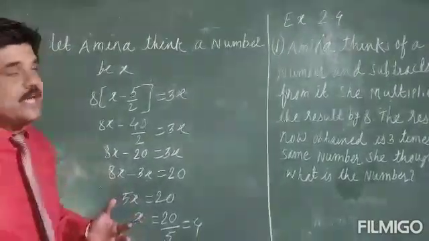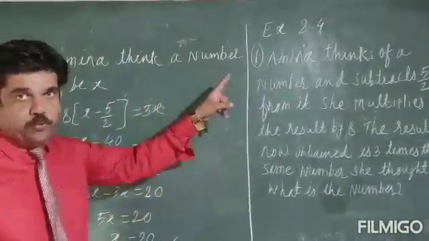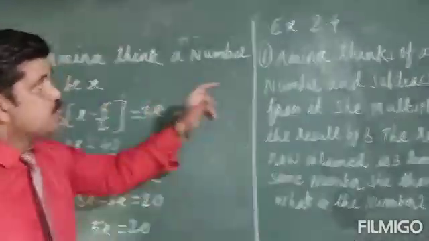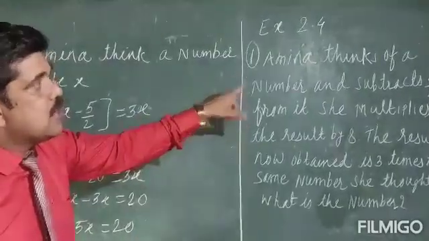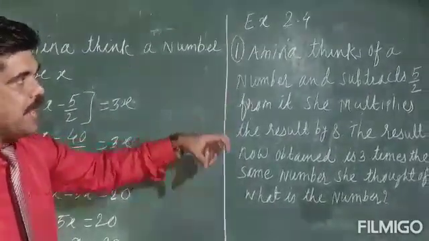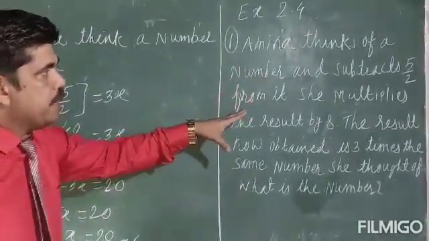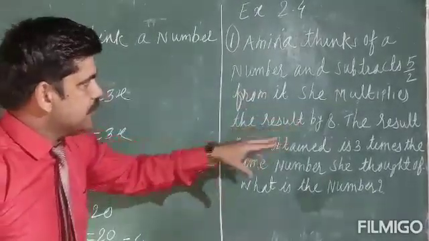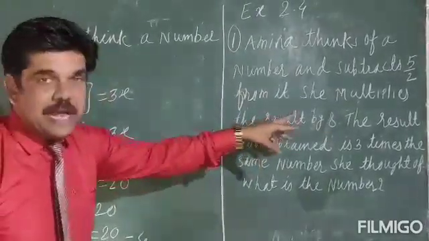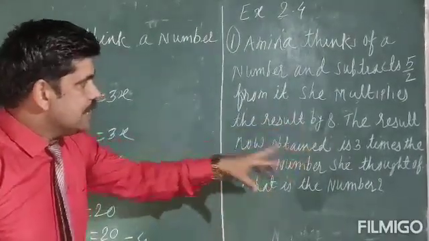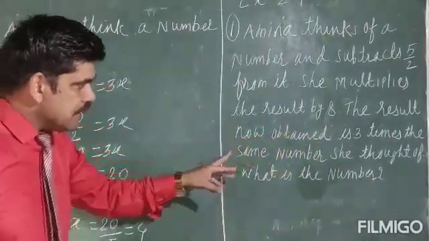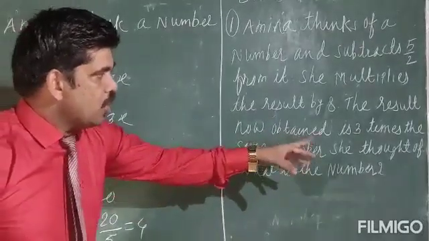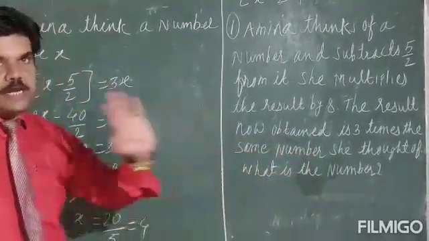Now the next exercise, that is exercise number 2.4. The first question from exercise 2.4 is: Amina thinks of a number and subtracts 5 upon 2 from it. She multiplies the result by 8. The result now obtained is 3 times the same number she thought of. What is that number?